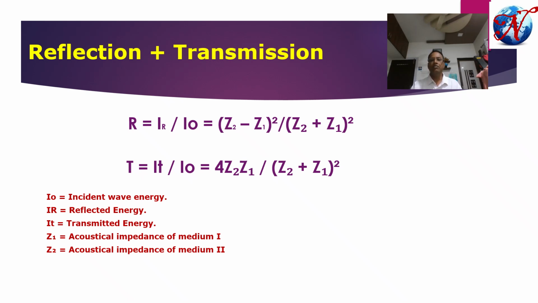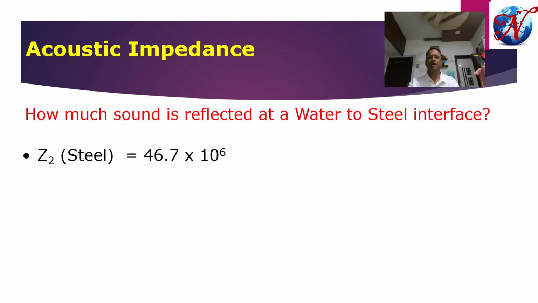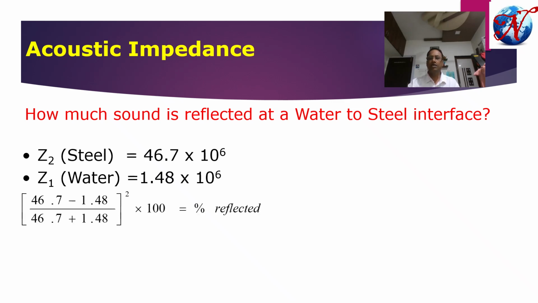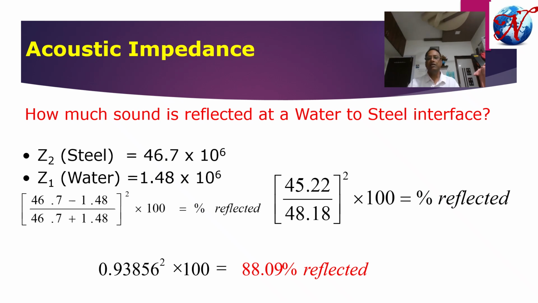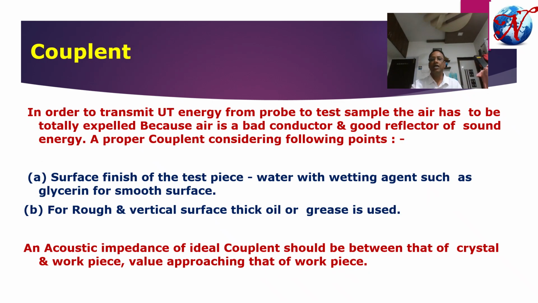Reflection R is equal to (Z2 minus Z1) whole square by (Z2 plus Z1) whole square, and transmission is 4 Z1 Z2 by (Z1 plus Z2) whole square. For example, here, suppose the sound is traveling from steel to water. Steel has an acoustic impedance value of 46.7 into 10 to the power 6, and water has an acoustic impedance value of 1.48 into 10 to the power 6. By using the above formula, we can calculate the percentage of reflection, and here the percentage of reflection is 88.09%. That means if the sound is traveling from steel to water, Z1 to Z2, or from water to steel, in that scenario, 88.09% of sound will be reflected into medium 1 and approximately 12% will be transmitted into medium 2.